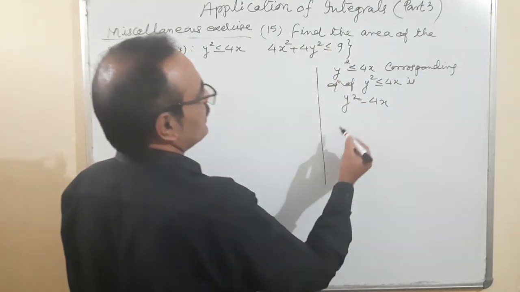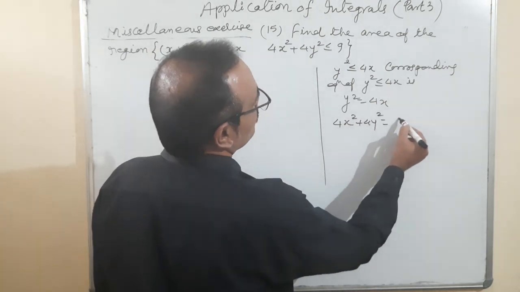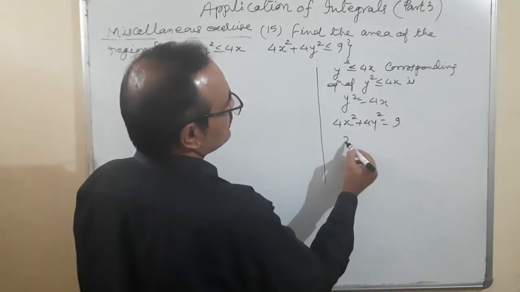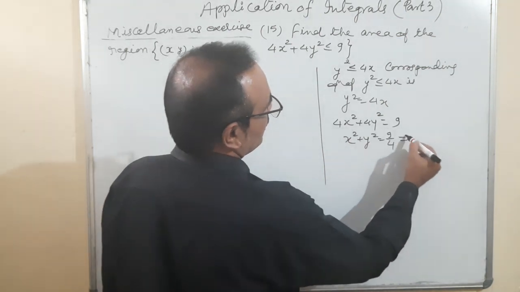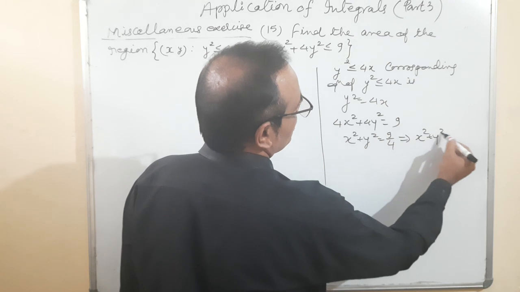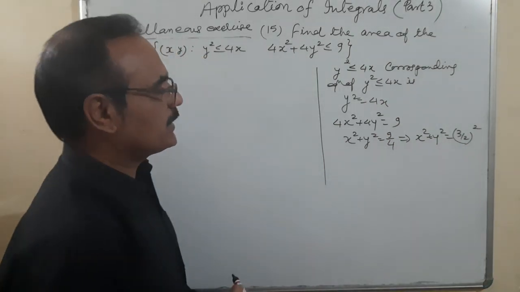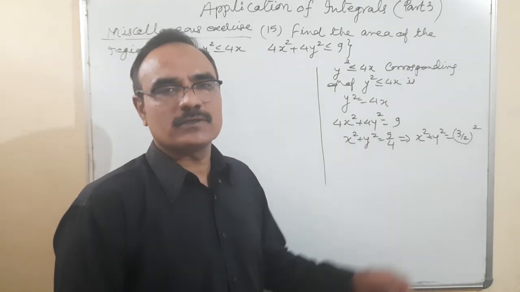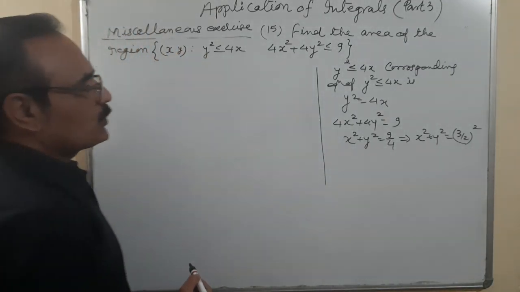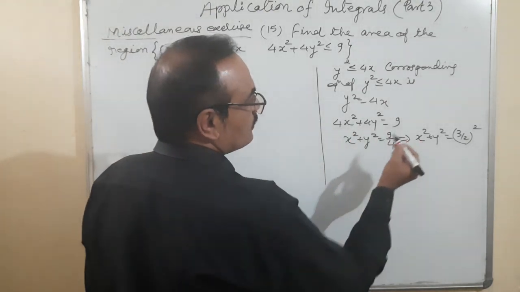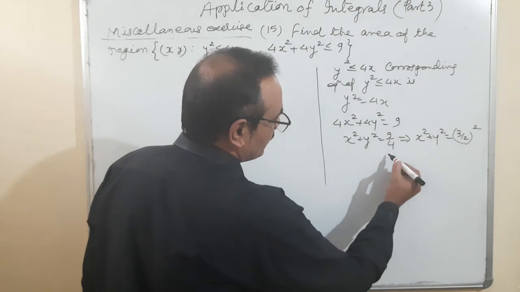Second one, the corresponding equation of this is 4x square plus 4y square is equal to 9. 4 common and shift that side. So x square plus y square is equal to 9 upon 4. And it means x square plus y square is equal to 3 by 2 whole square. This is the circle. Its radius is 3 by 2, 1.5, and center lies at 0, 0. Okay. So there are two equations given.